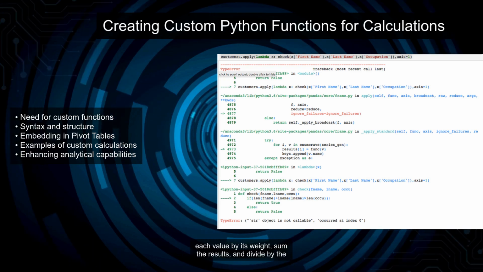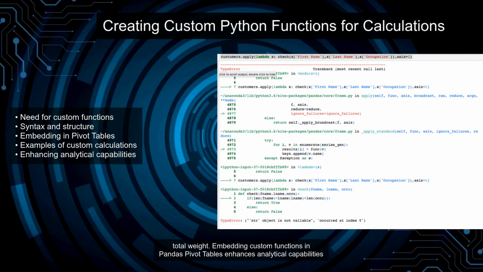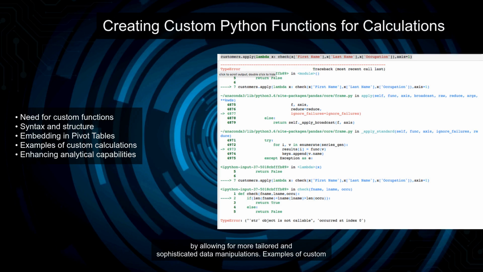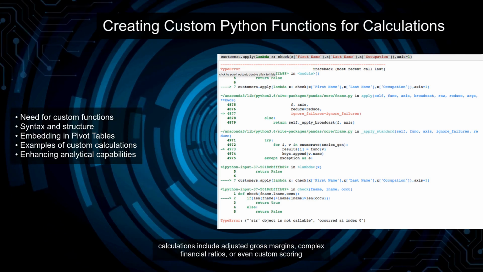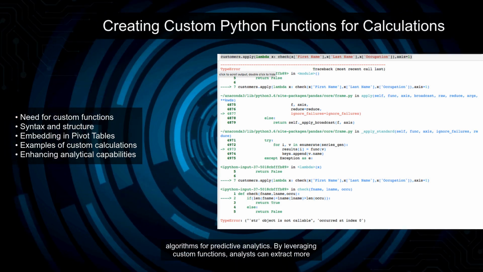Embedding custom functions in Pandas Pivot Tables enhances analytical capabilities by allowing for more tailored and sophisticated data manipulations. Examples of custom calculations include adjusted gross margins, complex financial ratios, or even custom scoring algorithms for predictive analytics.